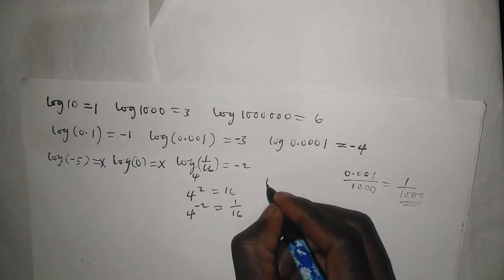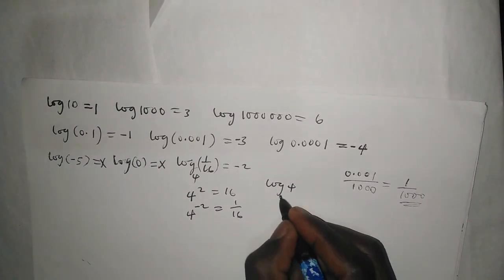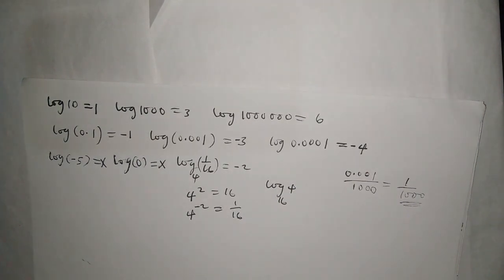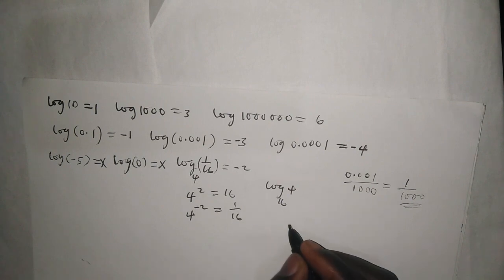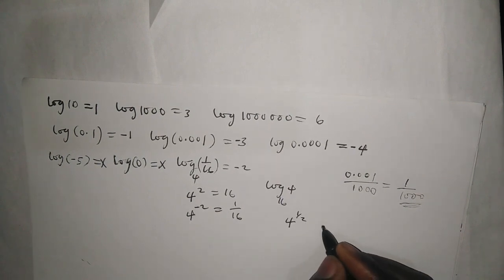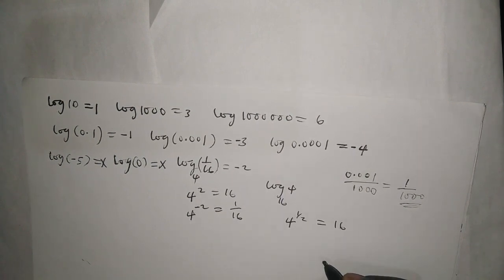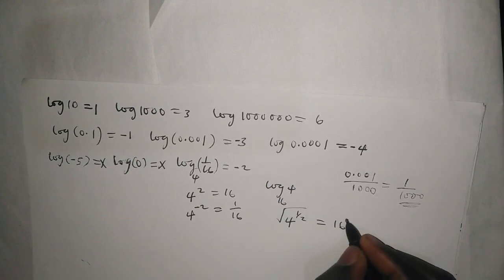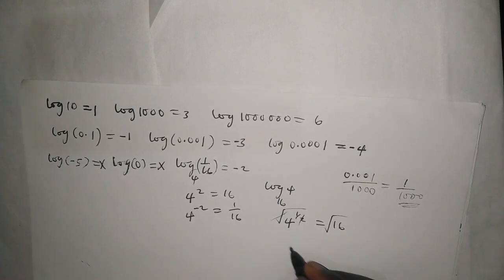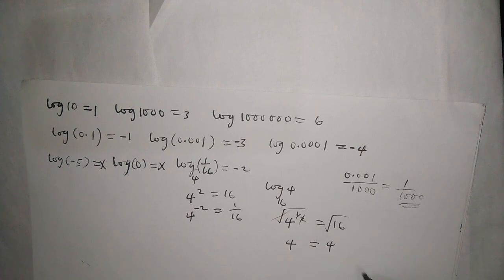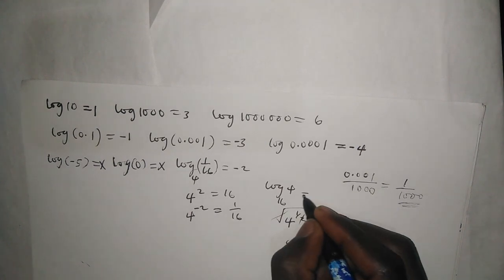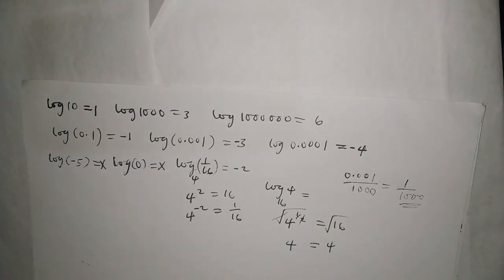So what if you have log 4 base 16? How do you evaluate this particular log? To evaluate this particular log, we know that 16 raised to power half is equal to what? 4. Now to clear this, we'll take the square root of both sides. Square root of 16 is 4. So therefore, log 4 base 16 is equal to what?